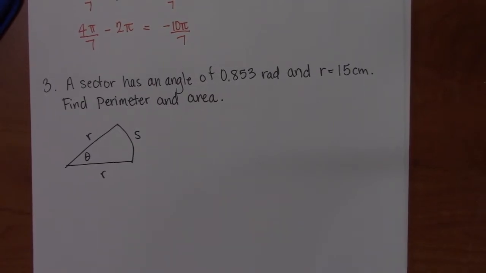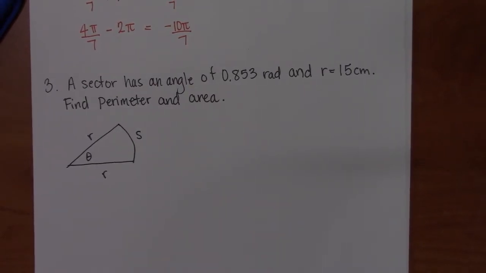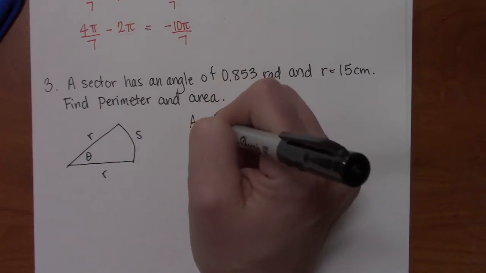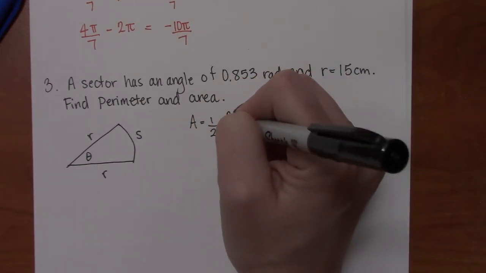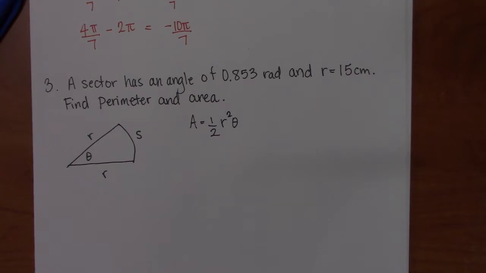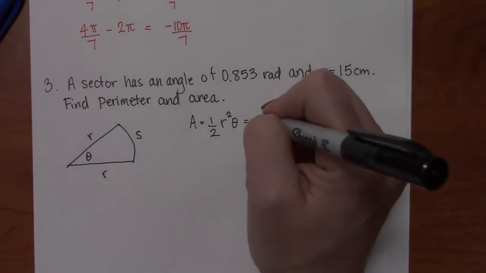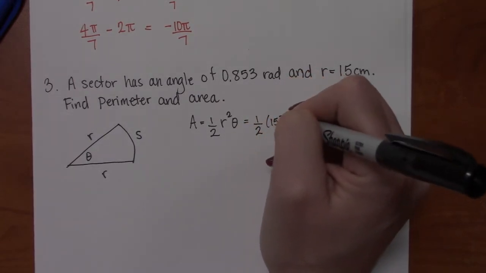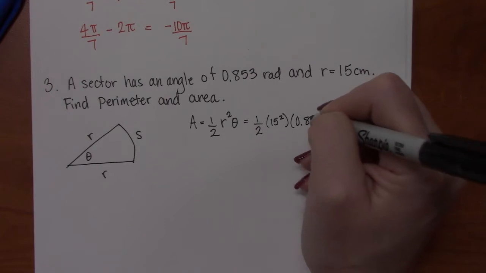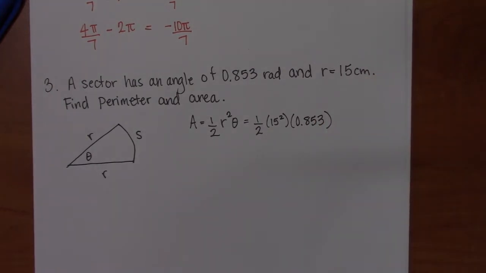So to compute the area, we actually only need to ever have two of these three values. And there were three different versions of the area formula. And you choose the one that you use based on the information you have. So if I have theta and I have R, well then I want to use the area formula in terms of R and theta, which was one half R squared theta. I need to make sure theta's in radians. It already is. So calculating the area is just going to be 1/2 times 15 squared times 0.853. So that would be your exact answer.